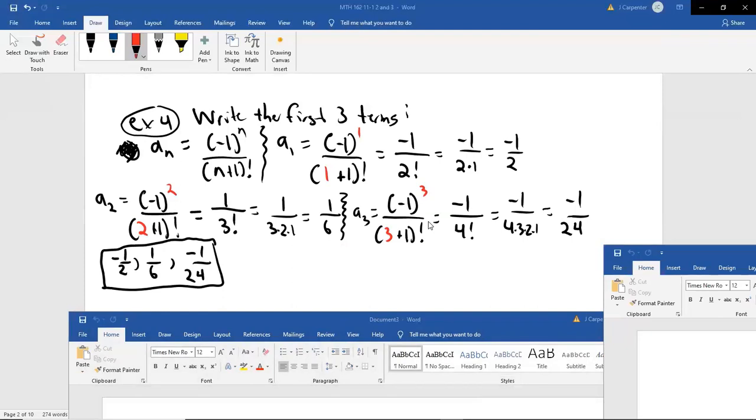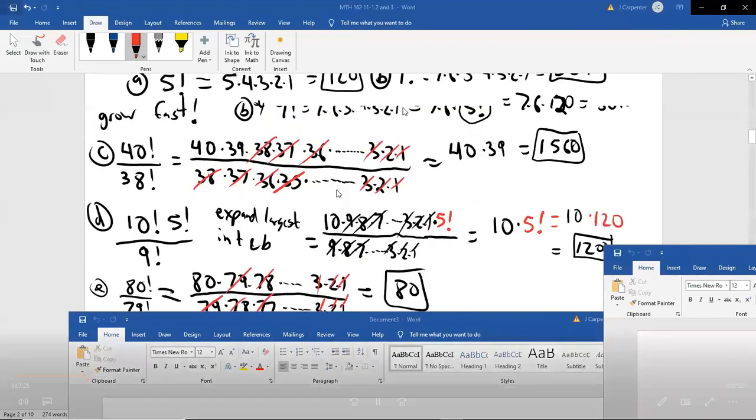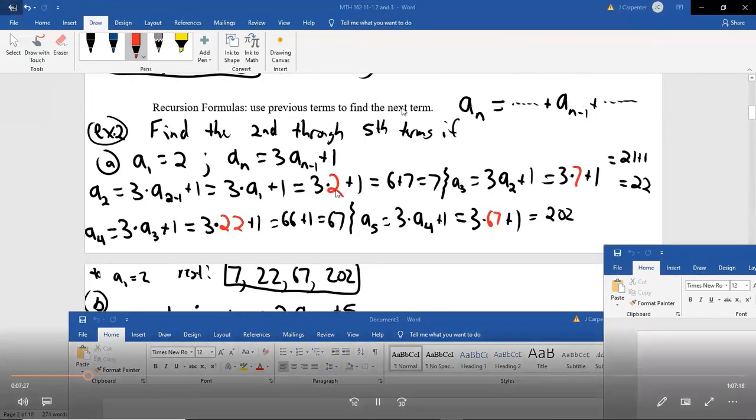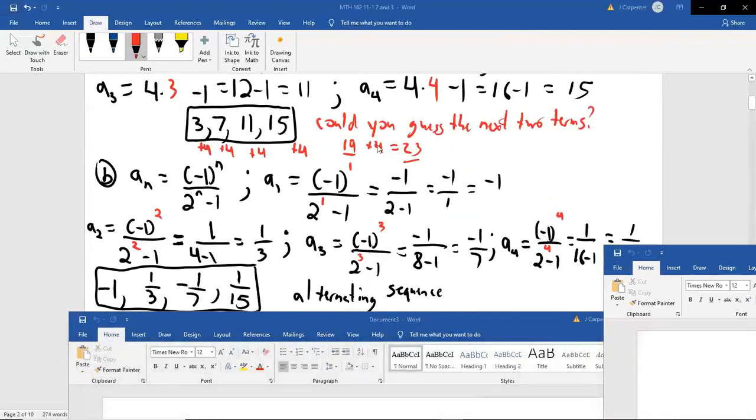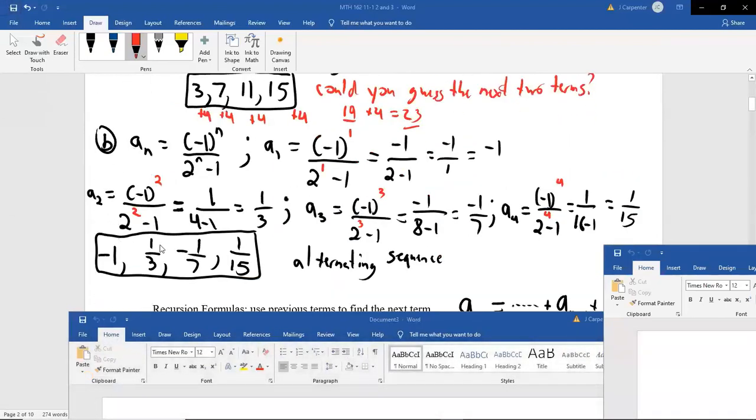So we see that alternator, the negative 1 at the end, making them go negative, positive, negative. We would expect the next one to be positive, then negative, then positive, then negative, then positive. But we can also see that these numbers, unlike some of the patterns before where they were getting bigger and bigger, like let's look back at example 1, finding the next terms, 3, 7, 11, 15, they kept getting bigger. B, they kept getting smaller.